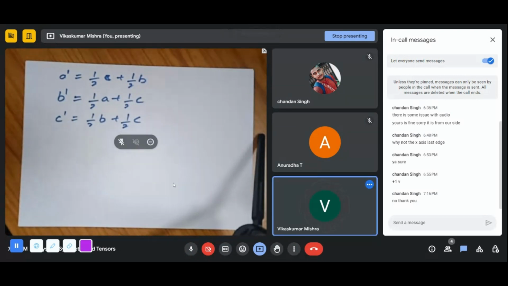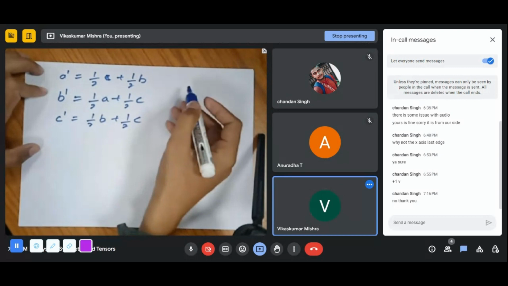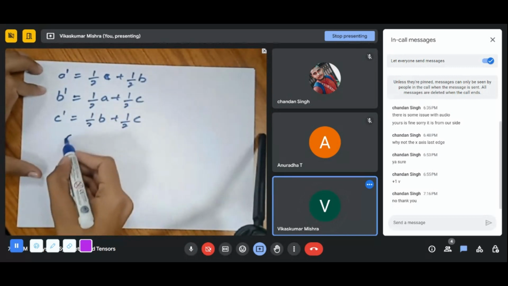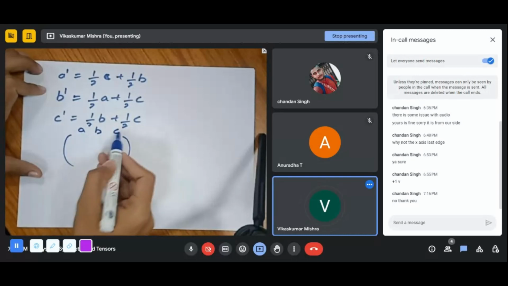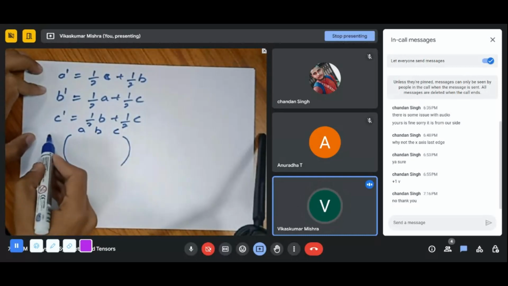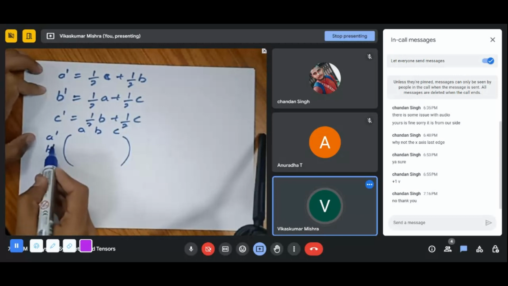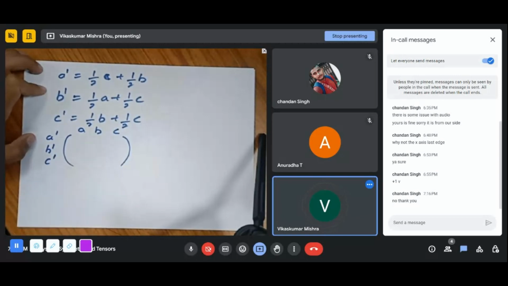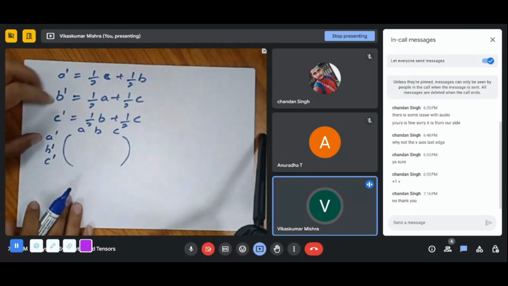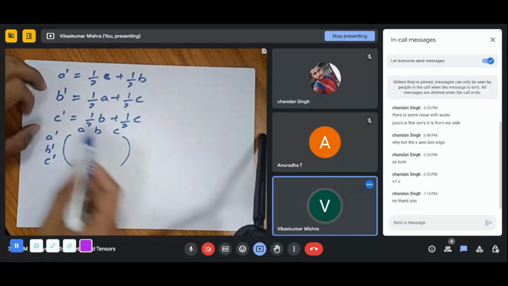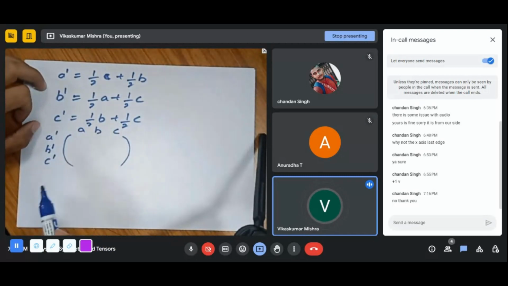So now what we need to do is find A, B and C. Our next task is to find A, B and C in terms of A prime, B prime and C prime. We have three equations, and it can easily be done. Three equations, we can solve them.